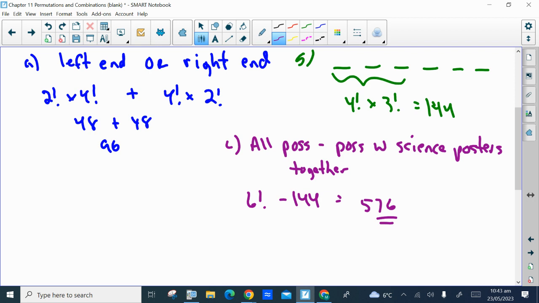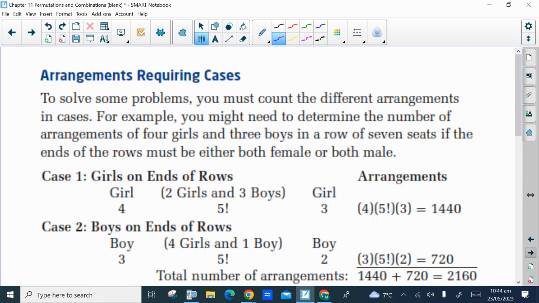The first scenario with all 3 separate. The second scenario would be with 2 together and 1 away from it, is what I meant to say, because that's still not all 3 together. So you'd have to do those 2 scenarios with the spaces and then add them up. And it would work. You would get the right answer of 576. It's just much more complicated. This way is much easier. All possibilities minus the possibilities with the science posters together.